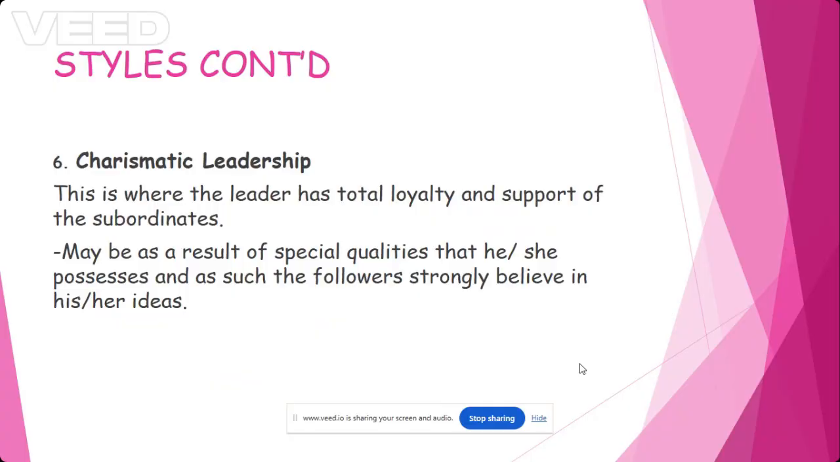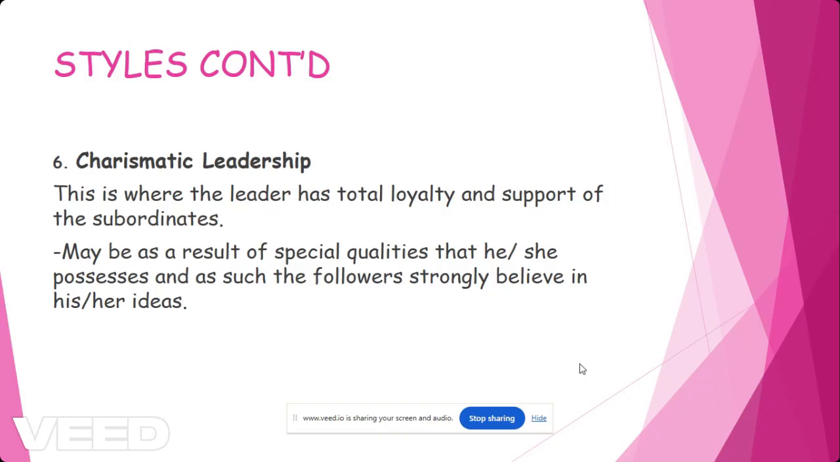And then we have charismatic. Charismatic leadership means we have a leader who has total loyalty and support of the subordinates he leads. This means that he has special qualities that he possesses. The followers just follow him because of the special qualities that the leader possesses. It's based mainly on the subordinates following the leader of the organization because they believe in him, they have total loyalty and they support what the leader is saying.